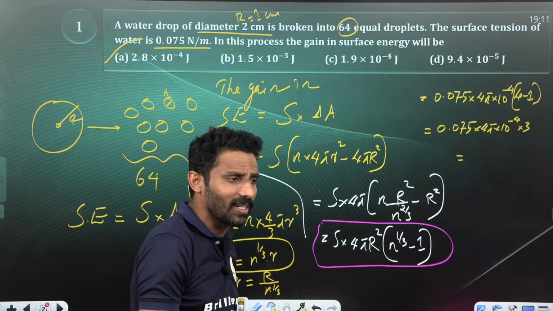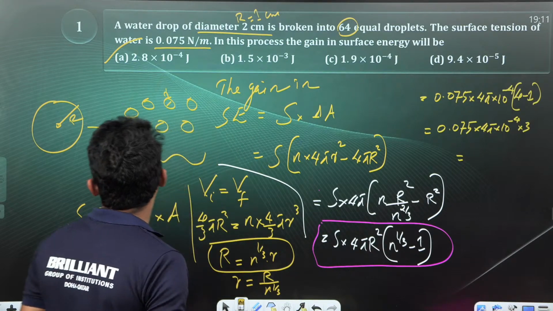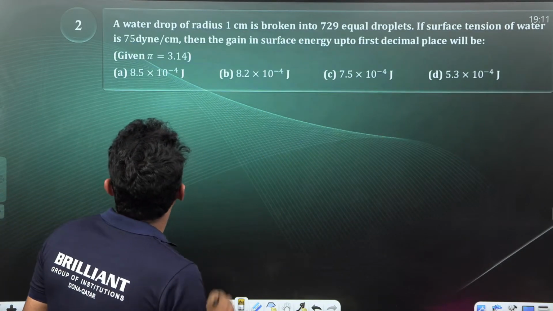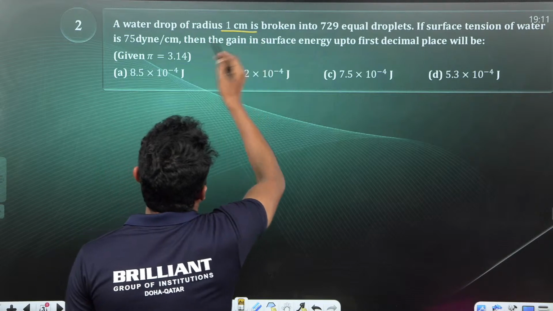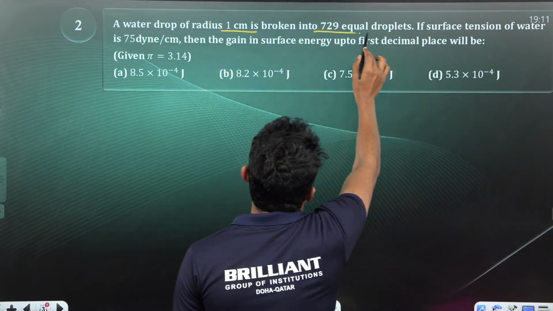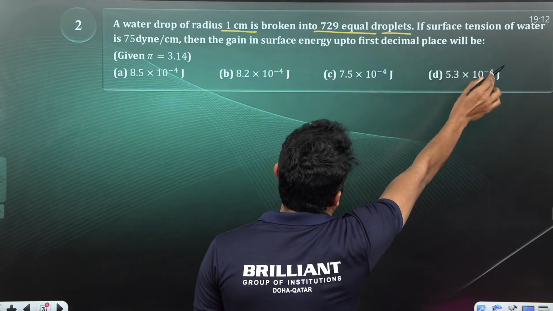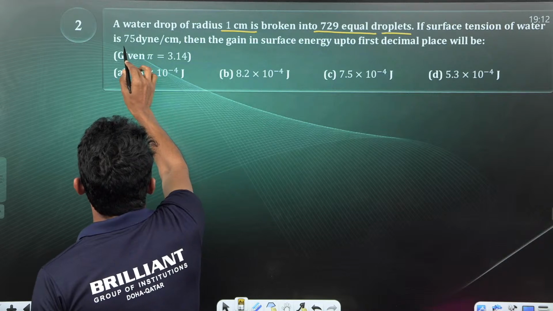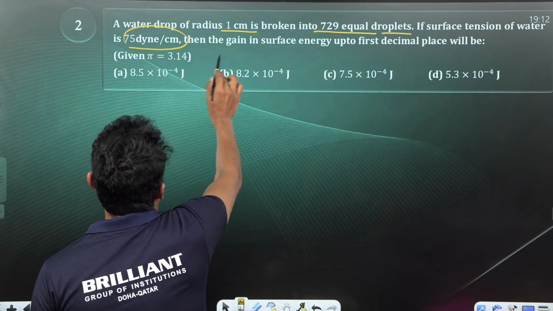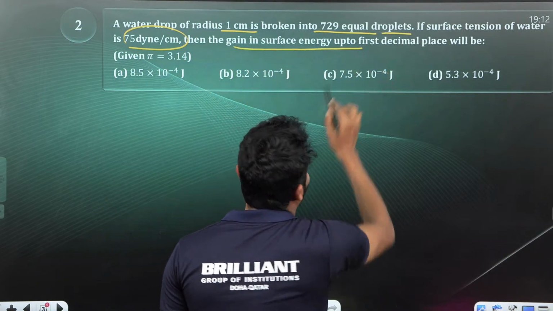Same magnitude will be there. Okay, yes. Now moving to the second. A water drop of radius 1 centimeter is broken into 729 equal droplets. If surface tension of water is 75 dyne per centimeter, then the gain in surface energy.